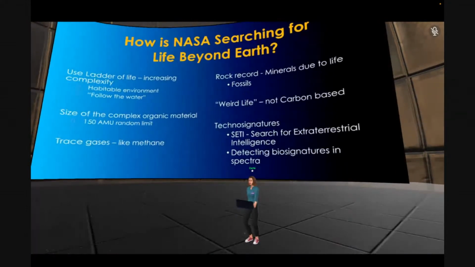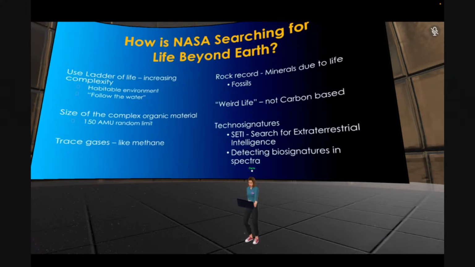Another way is to look at the size of organic material. It turns out that organic material of biological origin tends to be a bit larger than randomly composed organic material from abiotic or non-life sources. We can also look for gases that are produced by biological activity, especially by microbes, like methane. And then we can look at the rock record for things like minerals that are formed by biological activity.